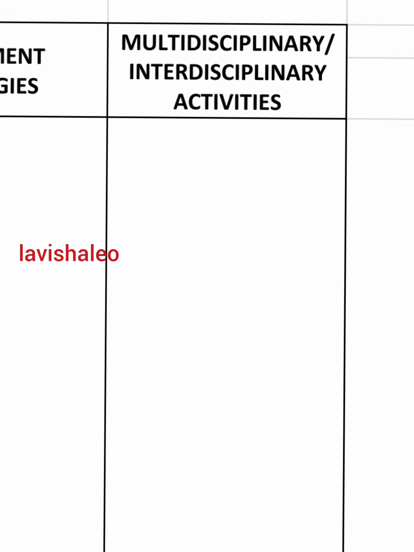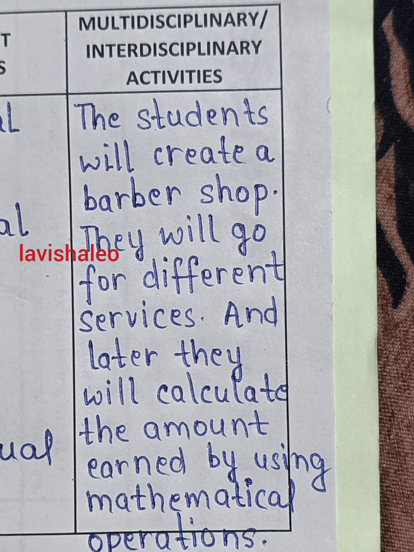Last column is titled multidisciplinary or interdisciplinary activities. Here we have to integrate this topic with the topic of another curricular area. For example, in my case, I have integrated the topic of English with the curricular area of mathematics.